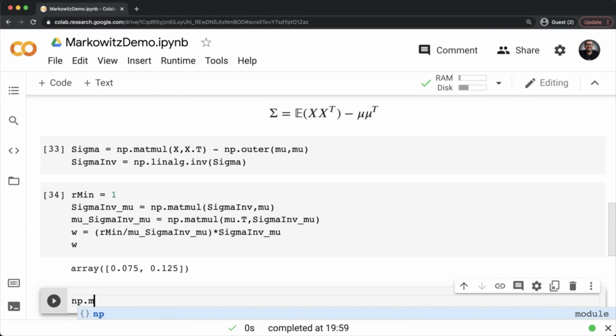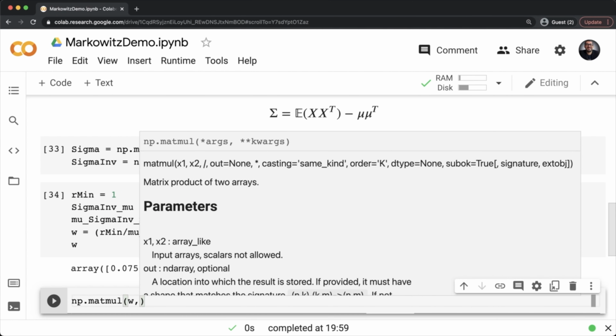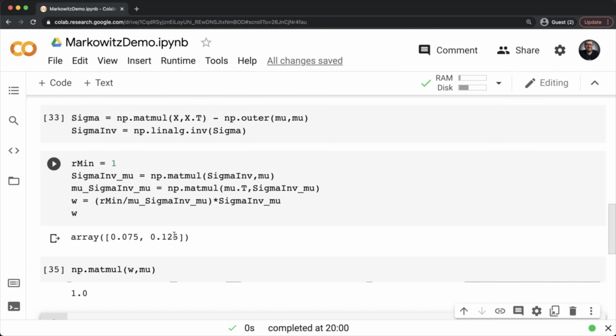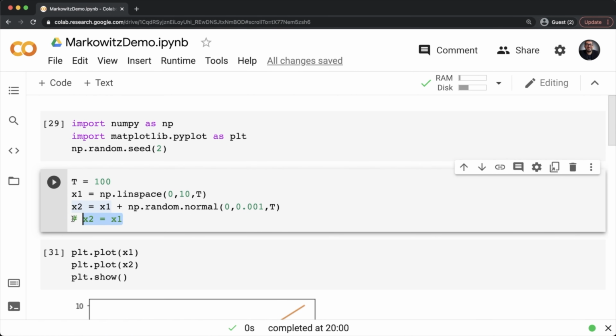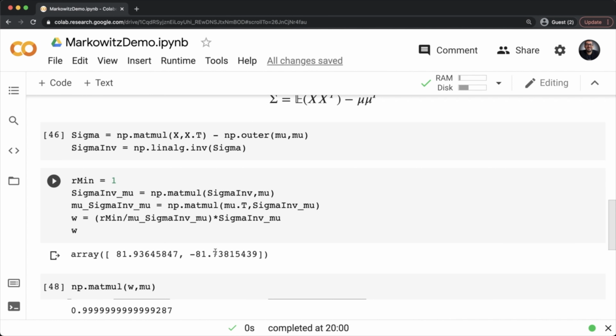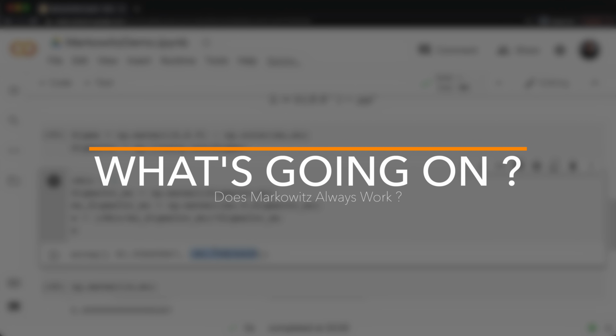Actually, let's go ahead and do matmul to make sure there's a return of 1. W times mu, and it's 1, yes. But what I mean to say is, if I go ahead and remove this, again, diverging results. So from a small change in X2, we went from a short position to a long position, which doesn't make much sense. So the question here is, what's going on?